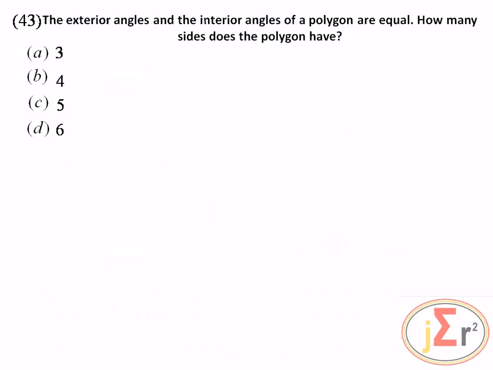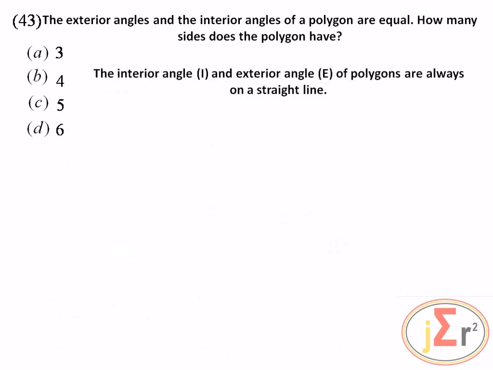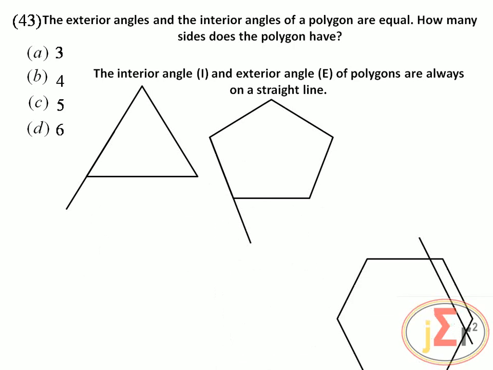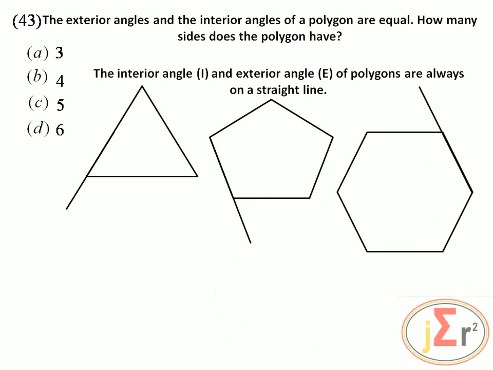The exterior angles and the interior angles of a polygon are equal. How many sides does the polygon have? The interior angle I and exterior angle E of a polygon are always on a straight line. So there we have our polygons with the exterior angle shown here: interior, exterior, interior, exterior, interior, exterior, interior.